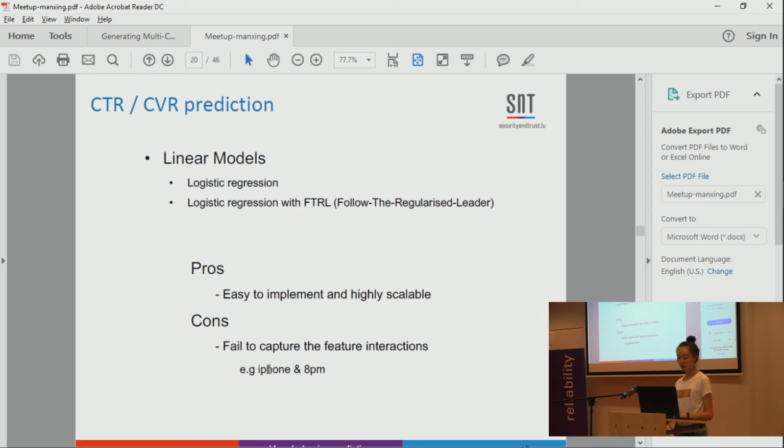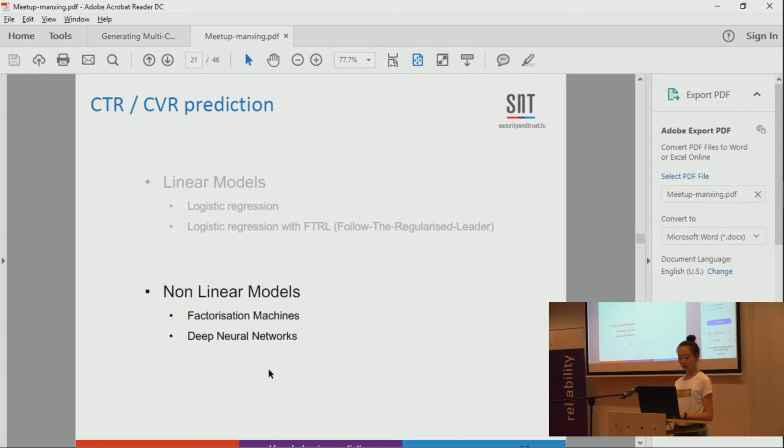There are some pros and cons for linear models. They are very easy to implement, highly scalable, and you can do online learning. But the problem is they fail to capture feature interactions. For example, maybe we have an iPhone user at a specific time of the day, and his behavior is totally different, and he has a higher potential to click on something. This kind of feature interaction cannot be learned by linear models.